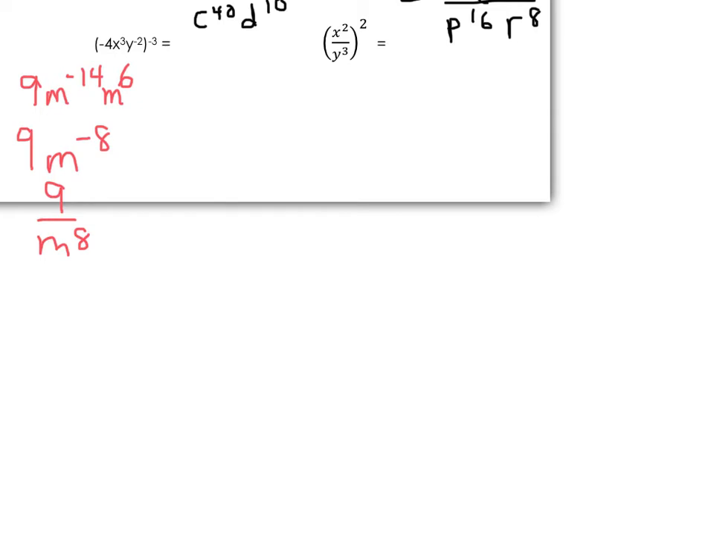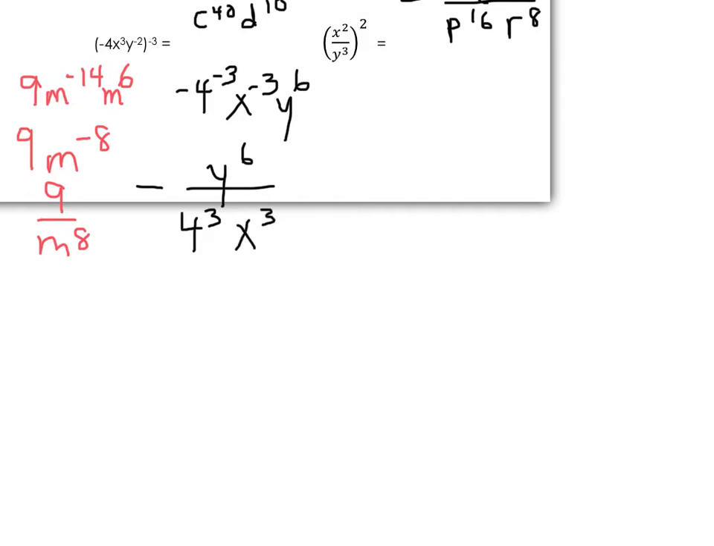-4 to the -3rd power. When you raise a negative number to an odd exponent, the answer is negative. So -4 to the -3, x to the -3, y to the +6. Y has a positive exponent. Leave it alone. Our answer is negative. And let's go ahead and take that 4 to the -3 to the denominator, and x to the -3 to the denominator, and that's our answer.